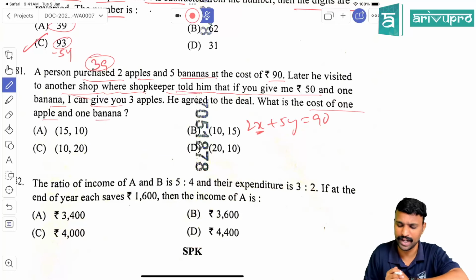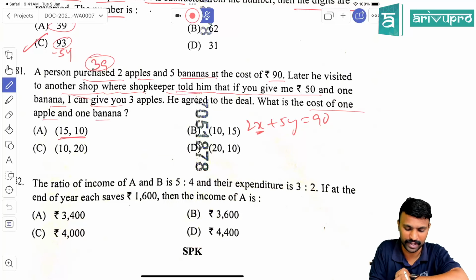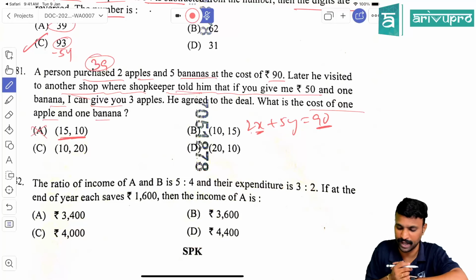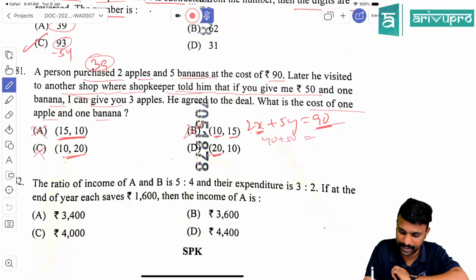So where do you find it, guys? In options. First of all, hit the first option, 15 and 10. 2 into 15 is 30, 5 into 10 is 50, 30 plus 50 is 80, but it should be 90. Option A cannot be the right answer. 2 into 10 is 20, 5 into 15 is 75, so 20 plus 75 is 95, definitely not 90. 10 and 20: 2 into 10 is 20, 5 into 20 is 100, so definitely not option C. 2 into 20 is 40, 5 into 10 is 50, so it's satisfying 90.